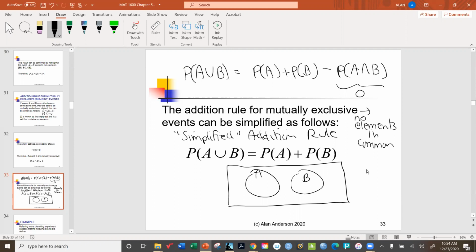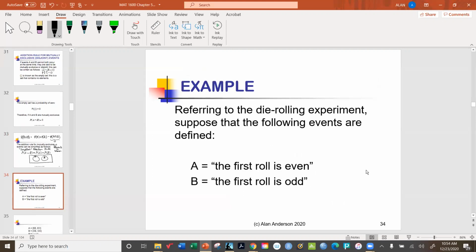All right, so let's see an example of this. Here's a good one. Now, again, this is the same experiment we've been using all along. This time, though, A is the event that the first roll is even. B is the event that the first roll is odd. And what do you notice about these two events? What is that phrase again that we keep seeing thrown around in this chapter?